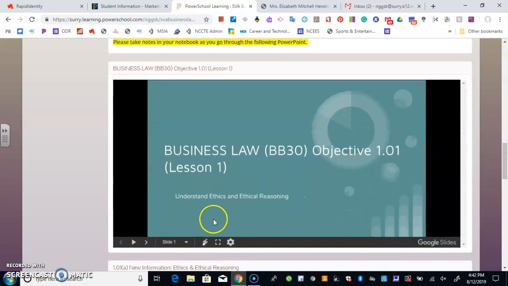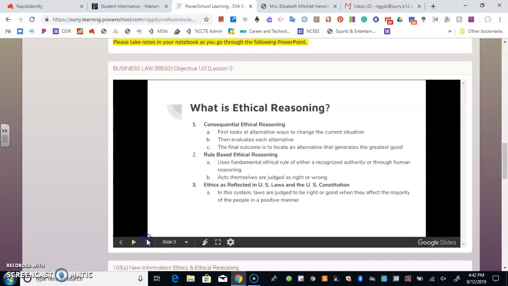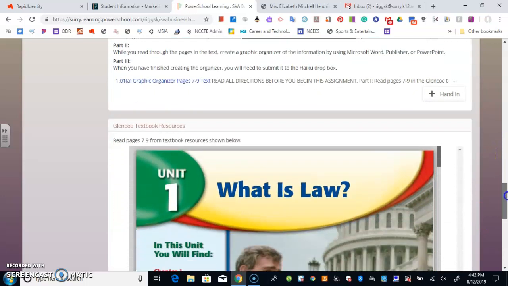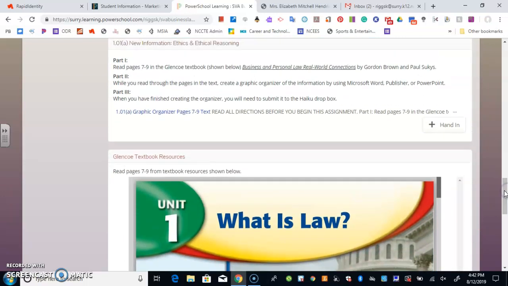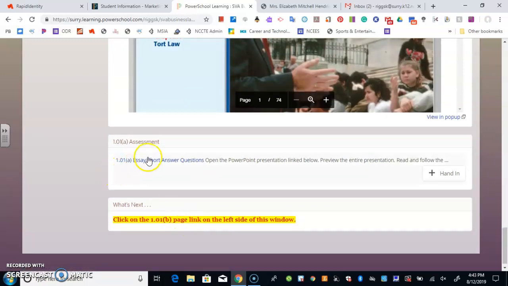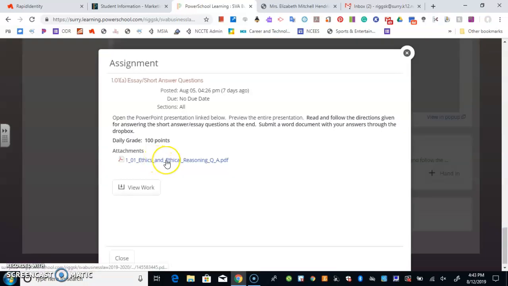Here is your notes. As you go through this, it's your responsibility to take notes on this information. Then we have your textbook, and for 101A, you just have to read pages 7 through 9. Create your own graphic organizer. It can be a Google Doc where you just take notes as you read pages 1 through 9, and you upload those notes to me so that I can give you a grade. And then you have essay and short answer questions.